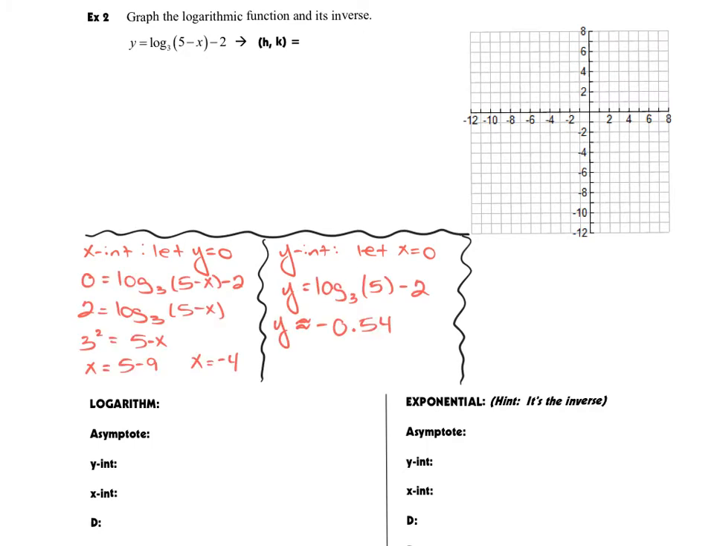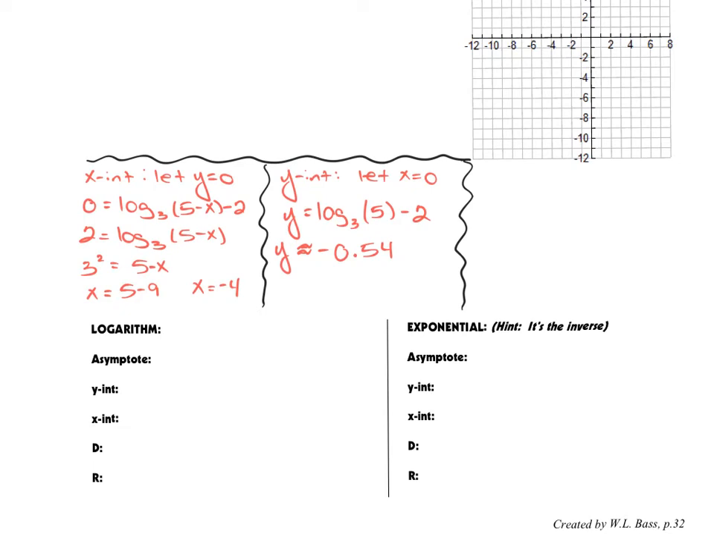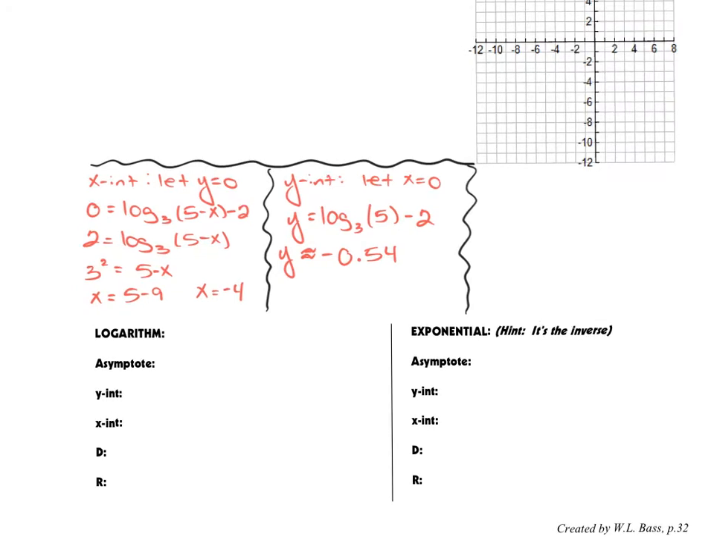Okay, so let's go ahead and check our answers here. Make sure that for your x and your y intercepts, you got these same values. Of course, if we were actually going to put these as intercepts, we would want to write these as ordered pairs. So down here at the bottom, I can summarize this. I can write my y-intercept as 0, comma, and I can write it in its exact form of log base 3 of 5 minus 2. And my x-intercept, I'm going to write as its ordered pair of negative 4, comma 0.